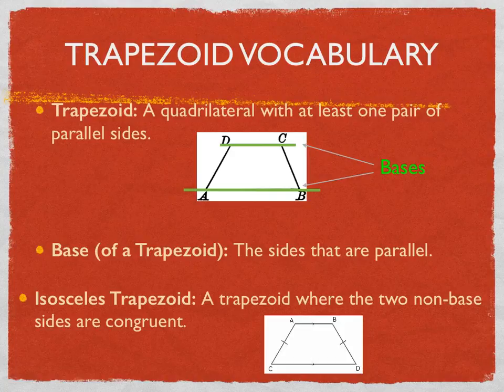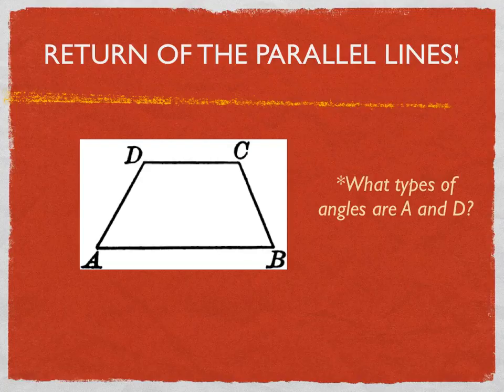Alright, now we have to talk about some parallel line stuff. We spent a couple of lessons a while ago talking about parallel lines. All of that's going to come back real quick here. So, with parallel lines, what parallel lines do I have in this picture here? Asa? A, B, and D, C. So those two lines are parallel.